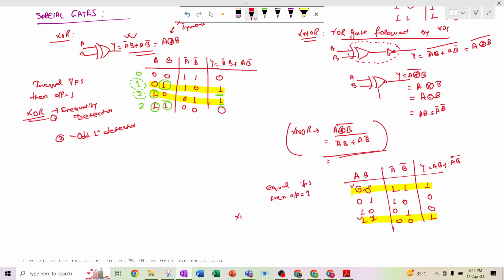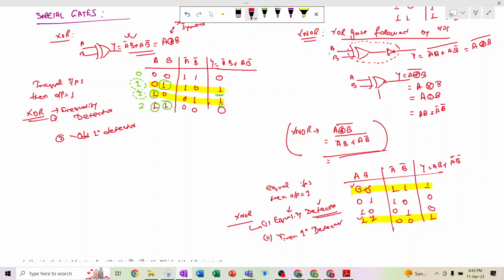So that means the XNOR is often known as the equality detector. Equality detector means it detects equal inputs; the output will be 1 whenever the inputs are equal. And similarly, it is known as the even 1 or even parity 1 detector.